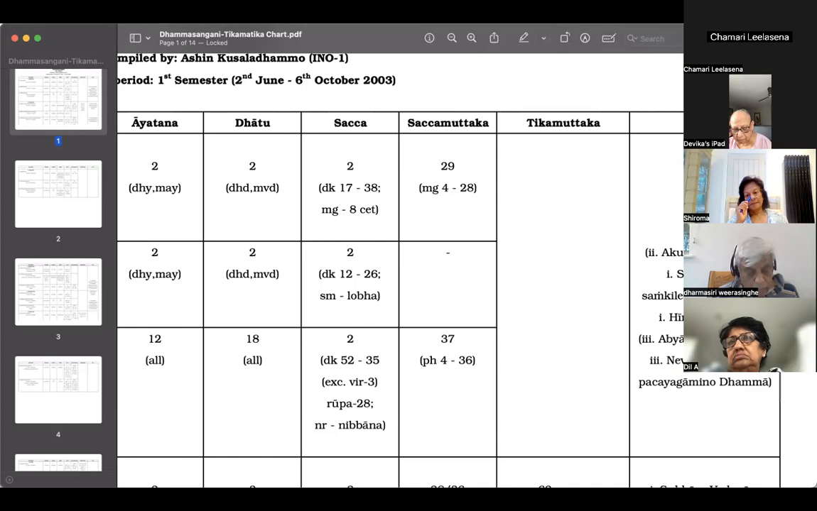Okay. Thank you, Chamari. Does anyone have a different opinion? Bante, can we say that at that point they are aiming directly at Nibbana? Because they aim at Nibbana only, they can experience Magga and Phala.